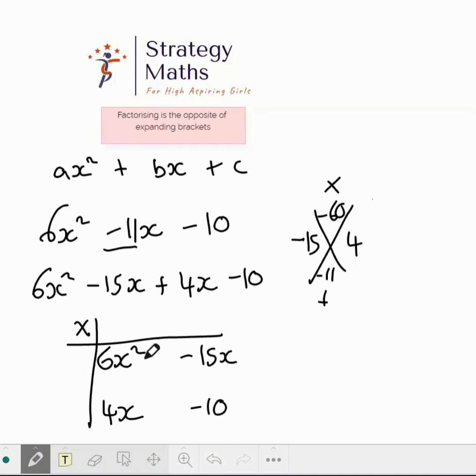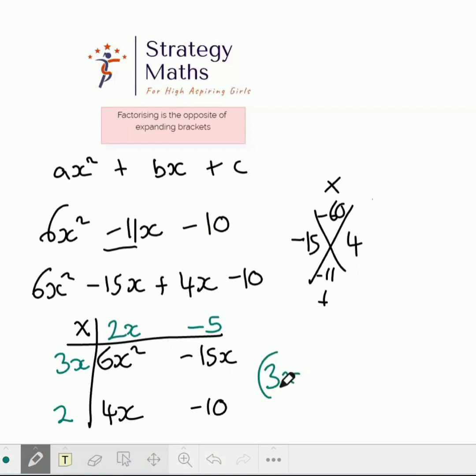Okay, first row, what is the highest factor of 6x squared and minus 15x? That would be 3x. When we multiply 3x by 2x, we get 6x squared. And when we multiply 3x by minus 5, we get minus 15x. Highest factor of 4x and minus 10 is 2. When we multiply 2 with 2x, we get 4x. And when we multiply 2 with minus 5, we get minus 10.